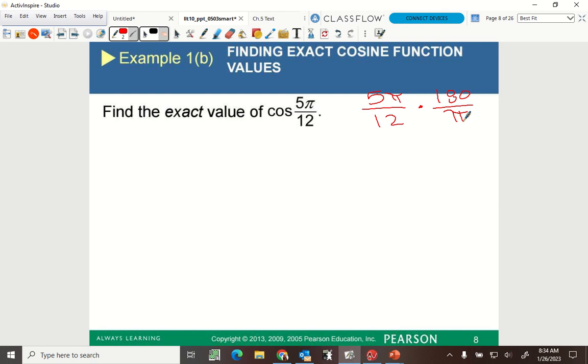5 times 180, what's that? Wouldn't it be 900? And don't forget divided by 12. Divided by 12, yeah. 900 divided by 12 is 75. Oh, 75 degrees? Yeah, 75. Okay, good. All right, it comes out to be 75 degrees.